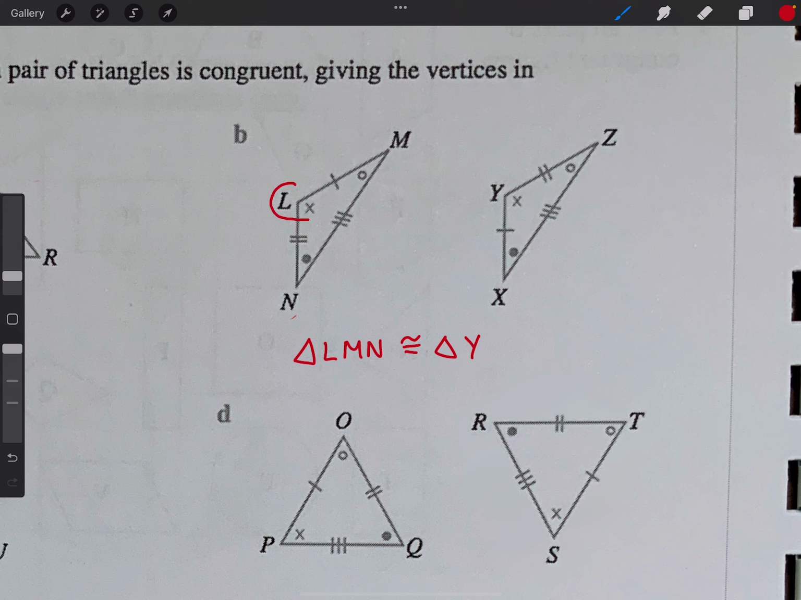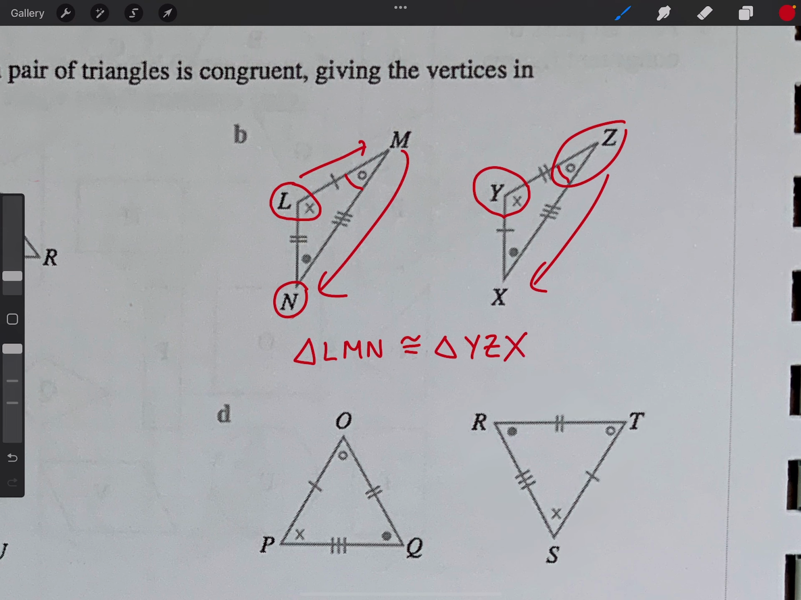I start from L, which has the angle X. So let's look for the angle X. It's Y. Okay, so that still works. And then I went to M. M has an angle of an open dot. So the open dot is, wait a minute. Okay, is this one here? Well, that's strange. How come the lengths are different? I think they drew the length wrong. Anyway, so this one should be Z, and then last one is N, which is this one, so it goes there. So we go to that one, which is X, and that should be correct.